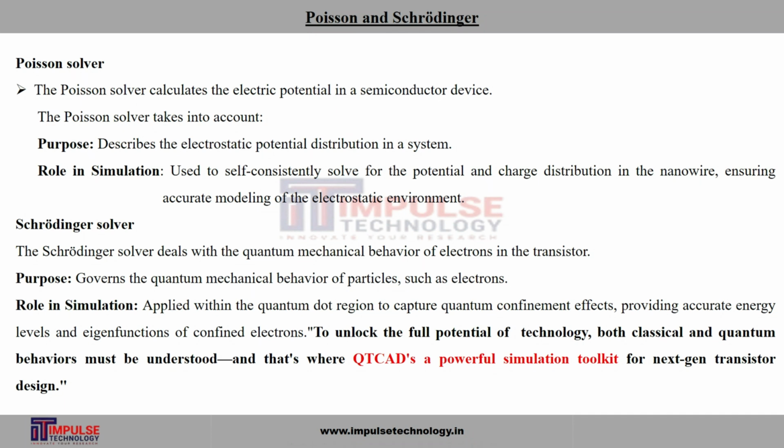Let's talk about the Schrödinger solver. The Schrödinger solver deals with the quantum mechanical behavior of electrons in the transistor, and its purpose is to govern the quantum mechanical behavior of particles such as electrons. Its role in the simulation is applied within the quantum dot region to capture the quantum confinement effect, providing accurate energy levels and eigenfunctions of confined electrons. To unlock the full potential, we need the QTCAD tool, which is used for next generation transistor design.